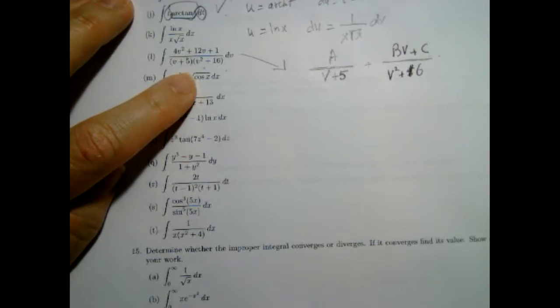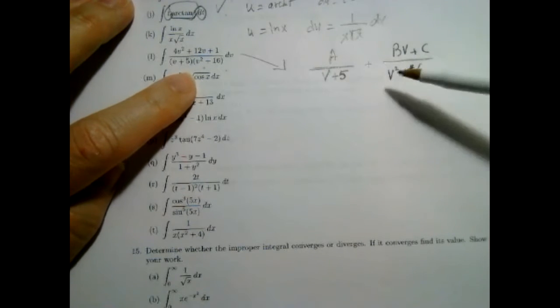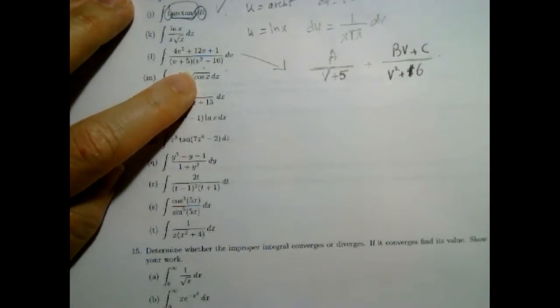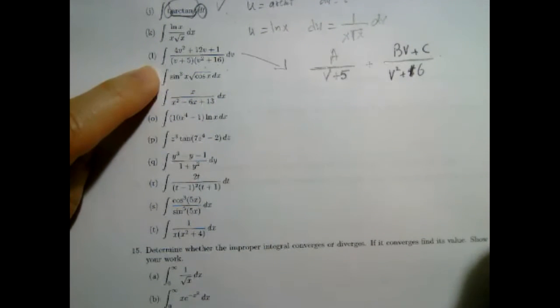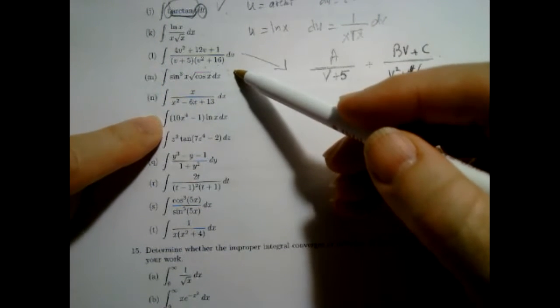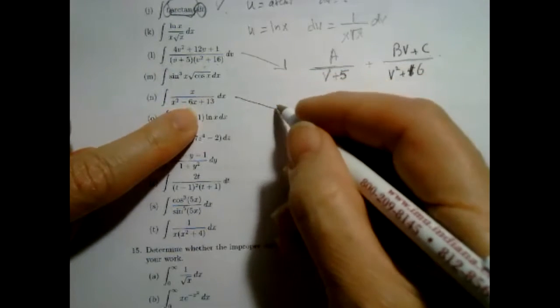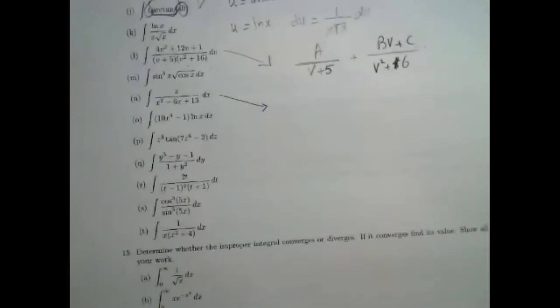So be very, very careful. That's a quadratic that we cannot factor, so it has to be bv plus c, okay? So that's to remind you of the partial fraction decomposition. Now that's a simple substitution. What about this problem? Do you guys remember how we do that?